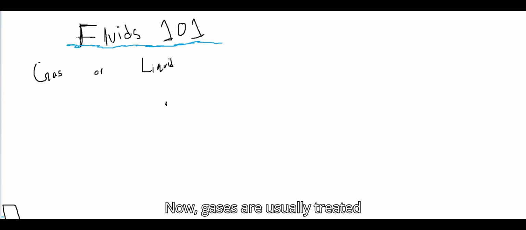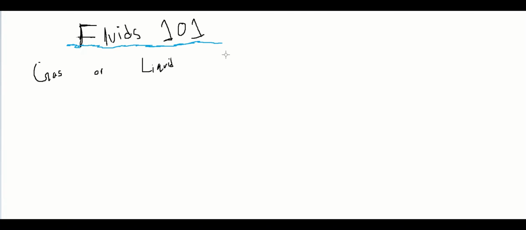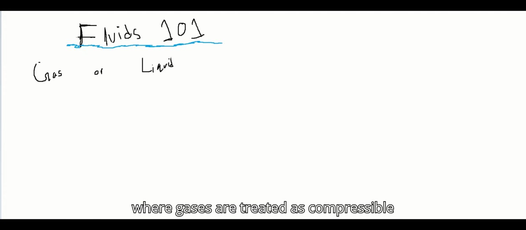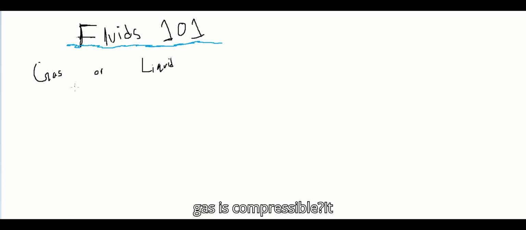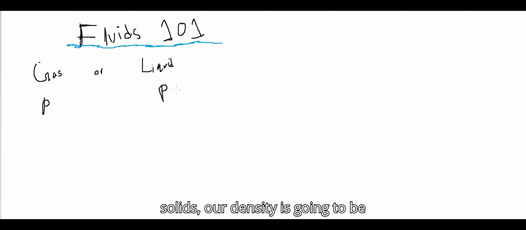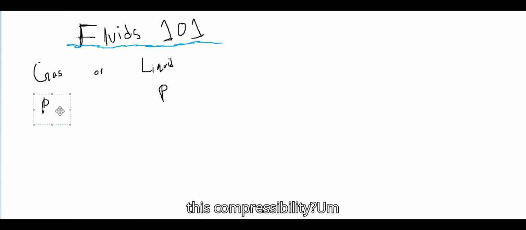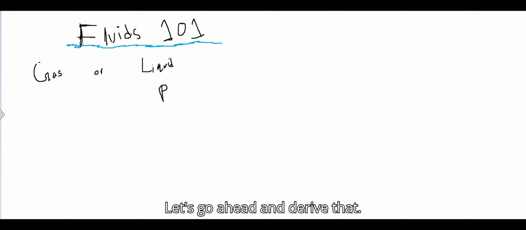Gases are usually treated as compressible, while liquids are treated as incompressible unless you get to certain extreme conditions. So what does it mean if a gas is compressible? It means that density is not constant, versus both liquids and solids, where density is going to be constant, which means that we can have our volume changing for a fixed mass. And how do we actually describe this compressibility? Let's go ahead and derive that.